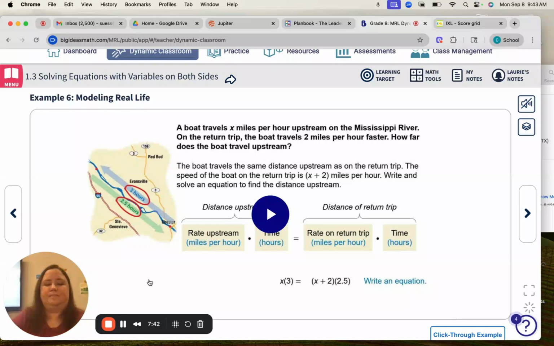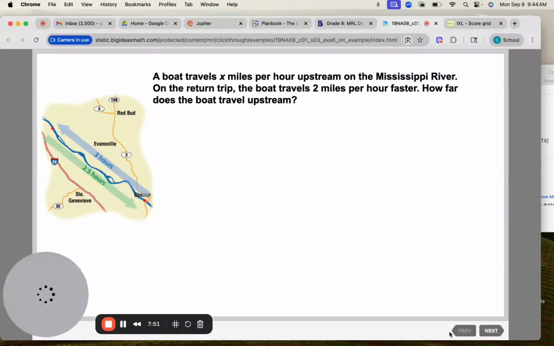You write that? We don't have to write the whole thing. You can just write the equation. Oh, let me make this so you can see it. I'll tell you when to write.